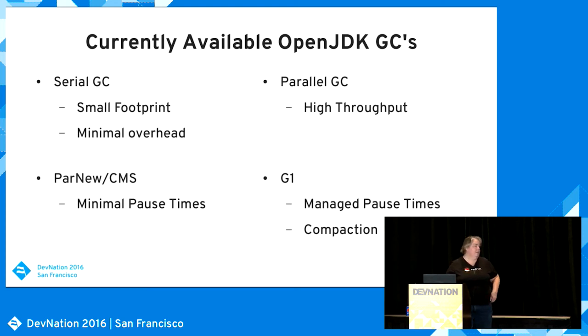And if what you want is compaction, so you want to avoid the fragmentation of CMS, but you want managed pause times, you want G1. G1 is really good. You can say, I want to spend 100 milliseconds or 50 milliseconds in garbage collection. And G1, which is also region-based like we are, will pick the amount of regions that it thinks it can do in that time period. So if you've given it a reasonable pause time that it can manage, it will do its best to stay within that pause time and keep up.